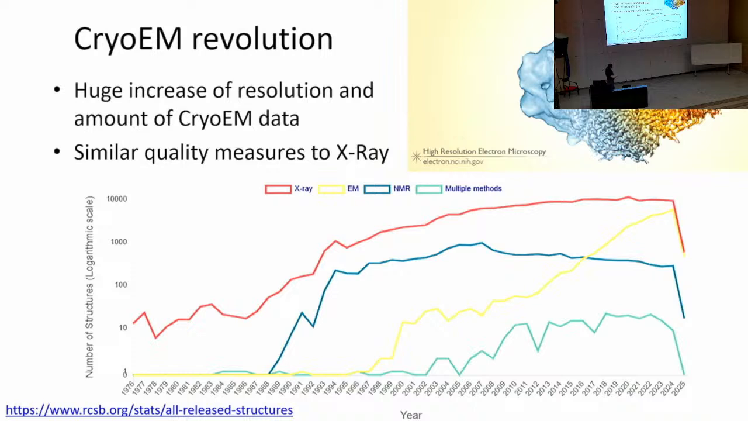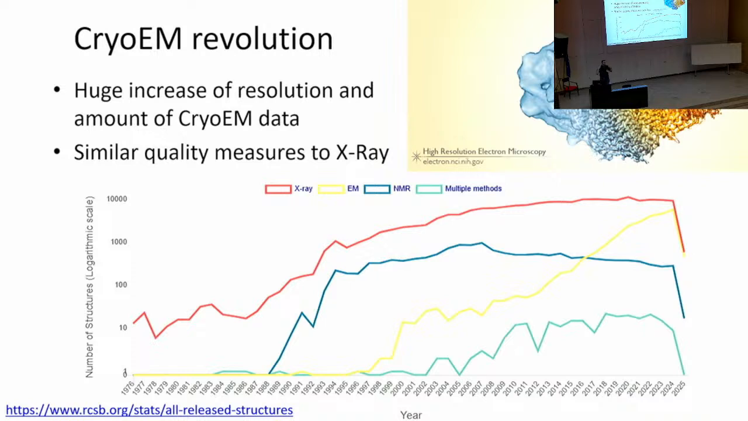But after 2009, 2010, there was a huge revolution in the resolution of cryo-electron microscopy, which started to get structures within atomistic resolution. So we were able to see individual atoms, at least at a resolution of, let's say, 3 angstroms, 2 angstroms, and so on.